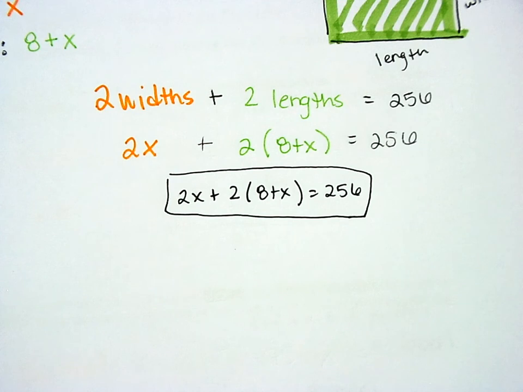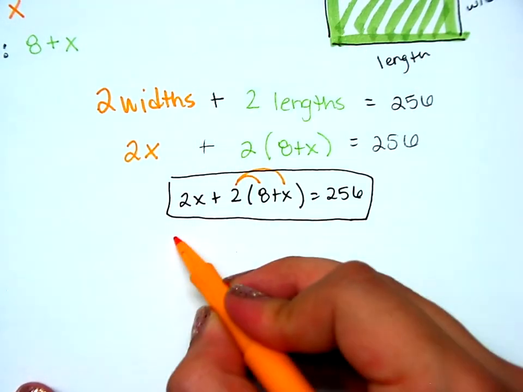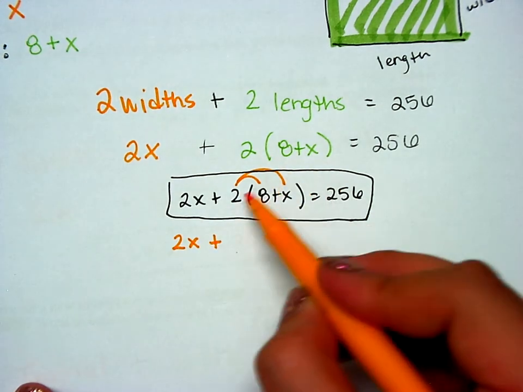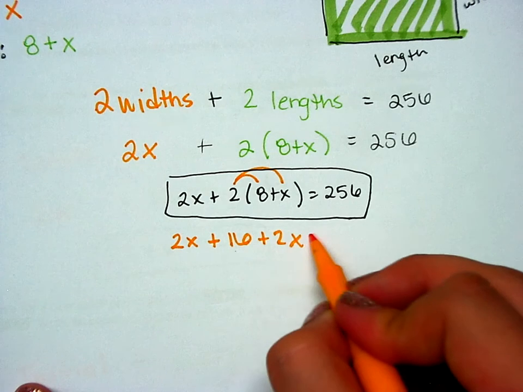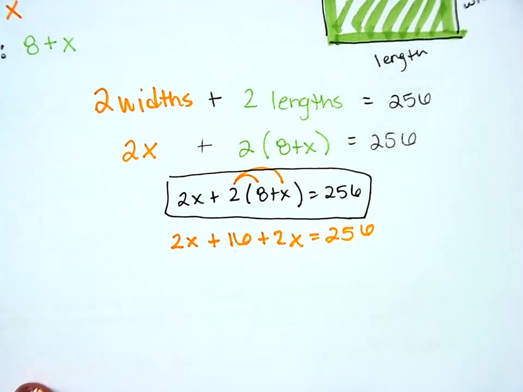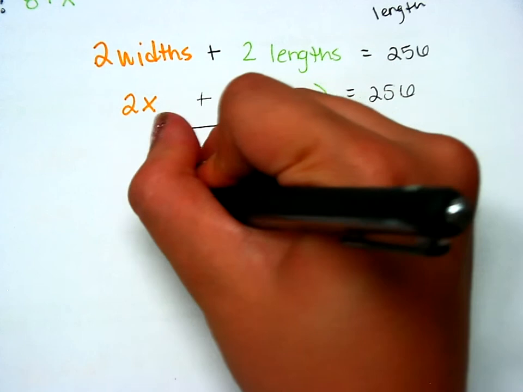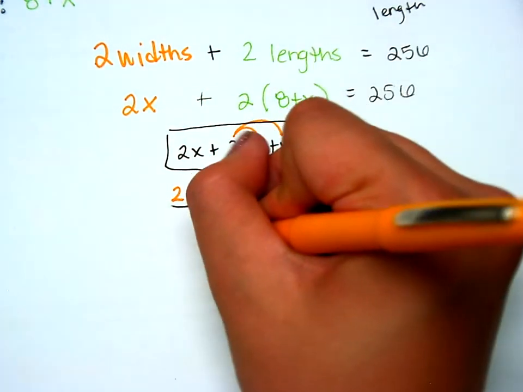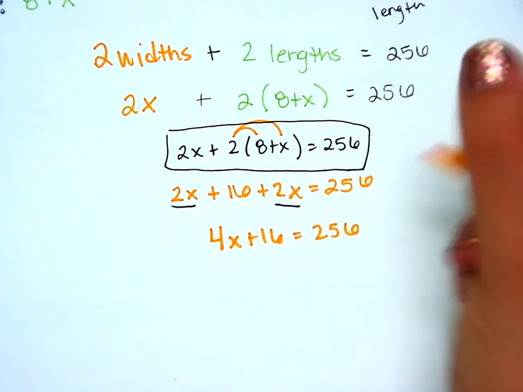I see I have distribution again, so I'm going to do that first right here. So I've got 2x, that's just here, and then I'm going to write what I get when I distribute. 2 times 8 is 16, 2 times x is 2x, and then I still have my 256. My next step, I'm going to combine like terms. I see I have 2x terms. I'm going to combine those. So now I have 4x plus 16 equals 256.